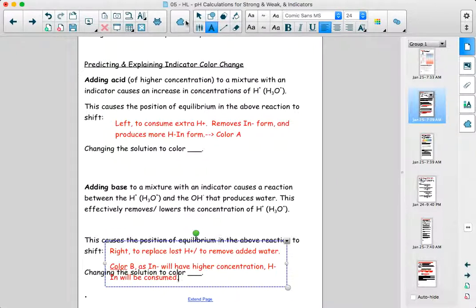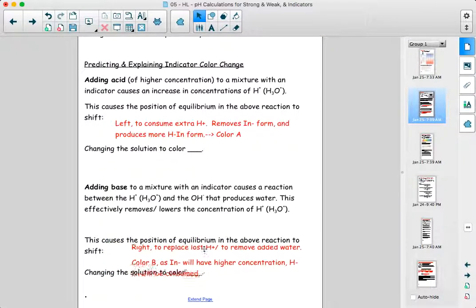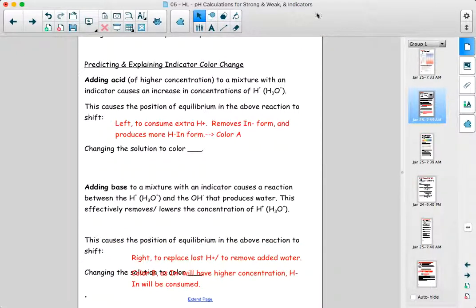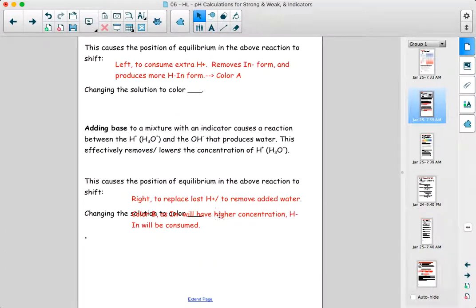Okay, I'm going to move that so we can see it more clearly. Let's see. Maybe I need to go down. Give it a little more space. Okay, sorry about that.